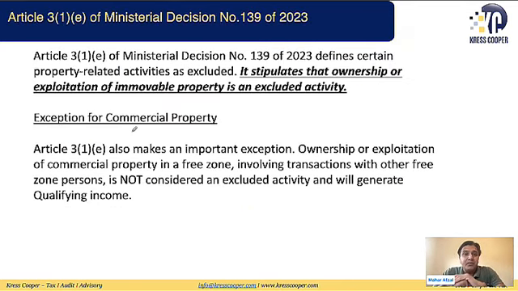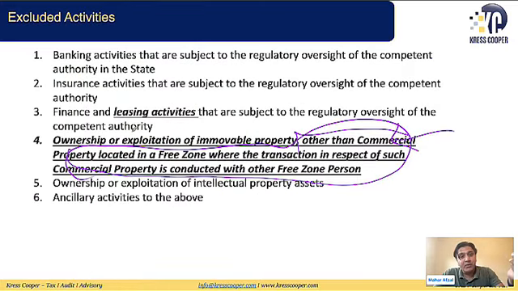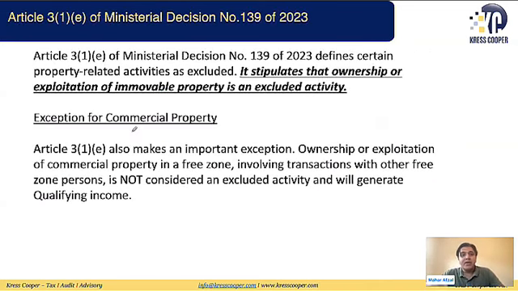So this is one ministerial decision on this specifically. This ministerial decision stipulates that the ownership and exploitation of immovable property is an excluded activity. We have discussed this already, when we were discussing the excluded activity. It means there is no possibility to generate 0% qualifying income from the ownership and exploitation of immovable property, except one. This is the same thing I just highlighted.